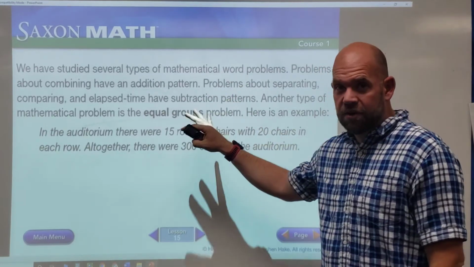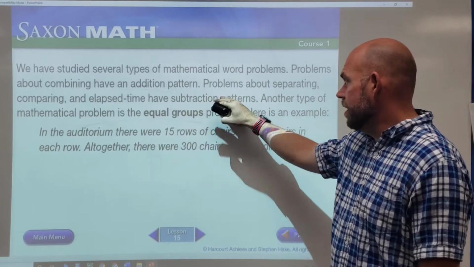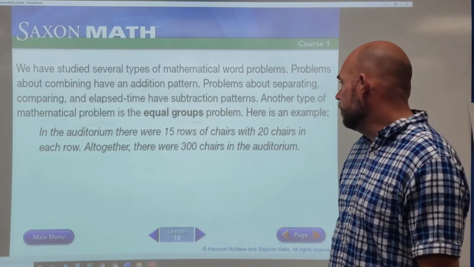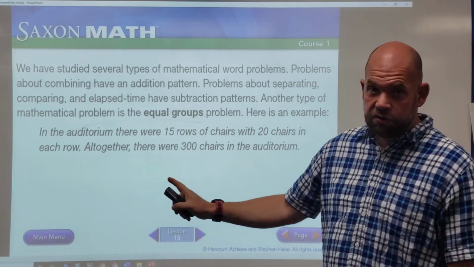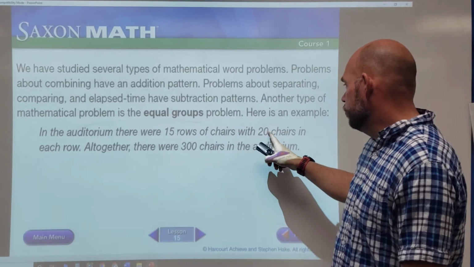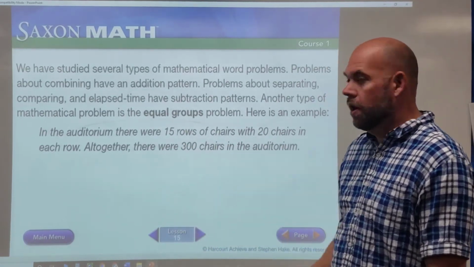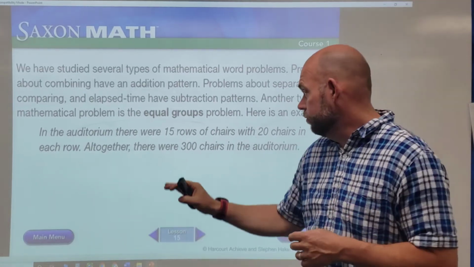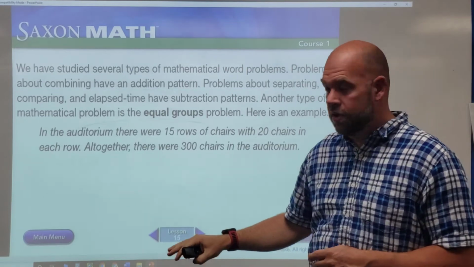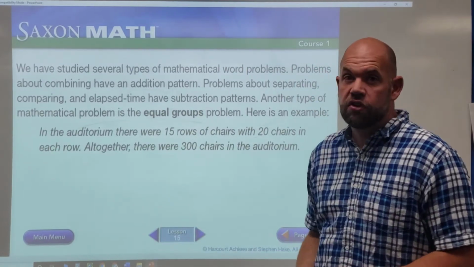We've studied other word problems like this. We've done a lot of addition patterns, we've done some subtraction patterns, we've done elapsed time, and today we're doing equal groups. So here's an example. In the auditorium there were 15 rows of chairs with 20 chairs in each row. Altogether, there were 300 chairs in the auditorium. Those are the two equal groups. On one side of the equation, we're saying 15 rows of chairs with 20 chairs. On the other side, we're saying that's equal to 300 chairs total.